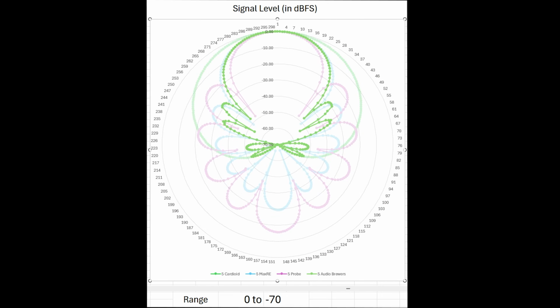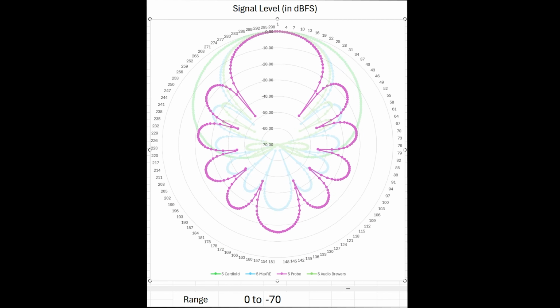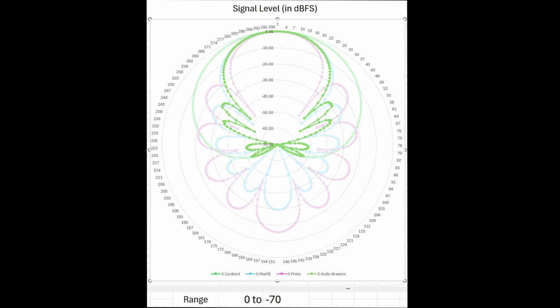This is the polar pattern of Audio Brewers in fifth order. You can see that I have focused so much on minimizing the blobs that happen in the sides because I want to increase the rejection of whatever is happening in the side. So in comparison, the probe is so busy all around the signal, whereas Audio Brewers is silent. And the max-re is much wider and has less leakage, but it's much wider. So it's really, really cool.